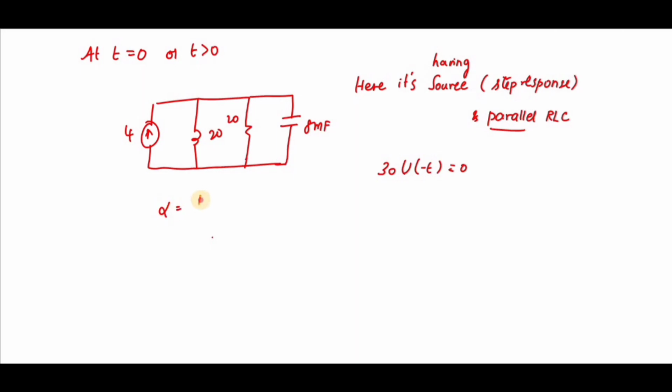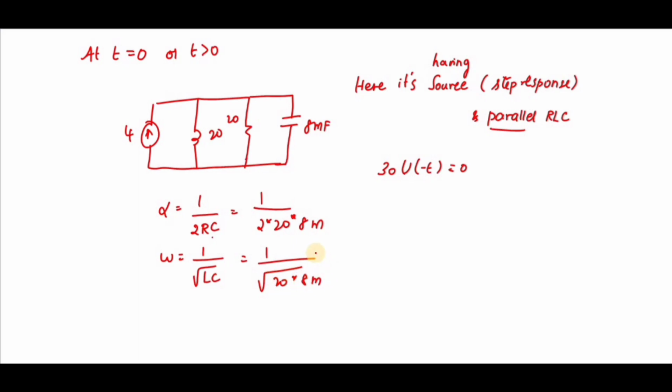And you can see on this circuit, R, L and C are in parallel. If RLC are in parallel, it means alpha is equal to 1 divided by 2RC, and omega is equal to 1 divided by root LC. So you have to give 2 into 10, that is 2 into 10 divided by 8 milliamps, and LC is 20 into 8 milliamps.